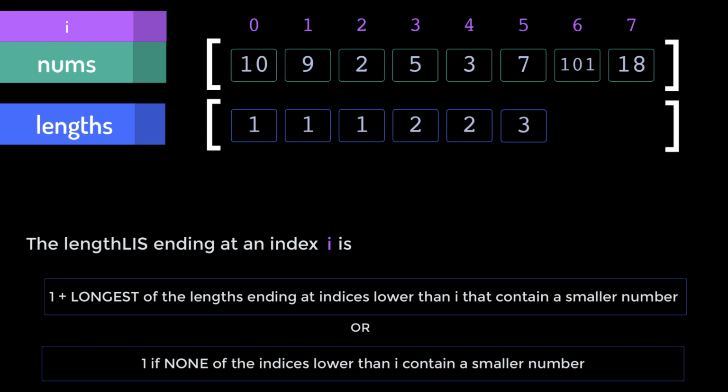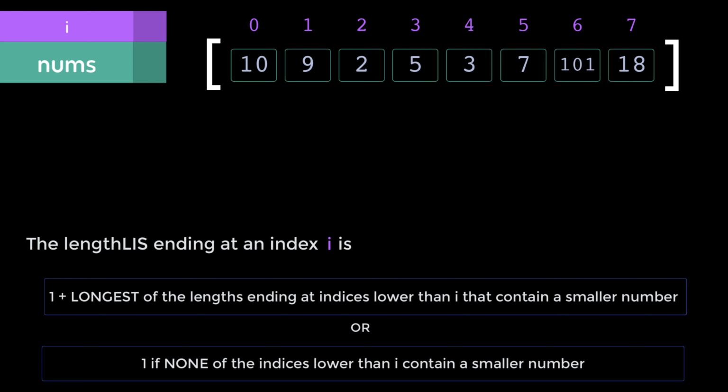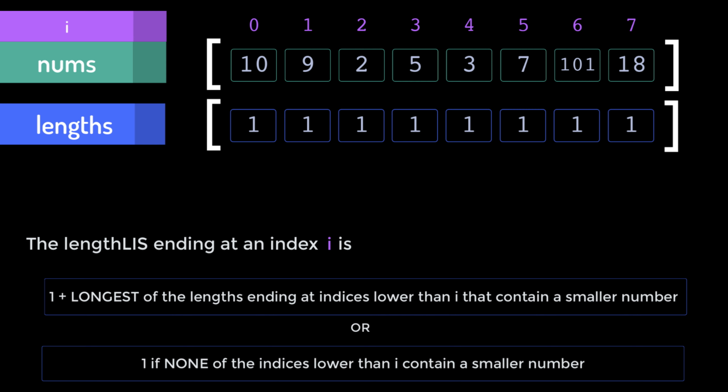Now let's quickly walk through how this algorithm would iteratively compute the lengths from the beginning. First, we create a list called lengths that is the same size as nums and contains only ones. These ones are just placeholders. We will overwrite these values as we iterate through the array. Now we start solving for the length of the longest increasing subsequence ending at each index starting from 0.